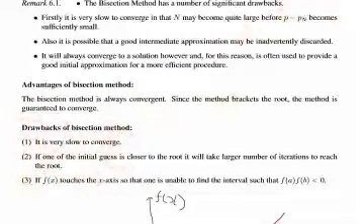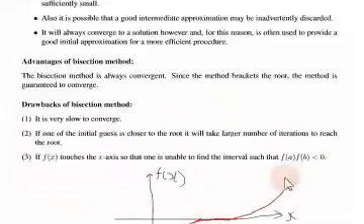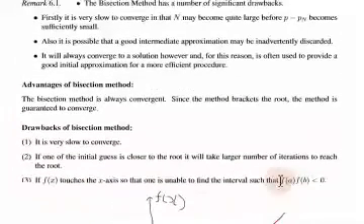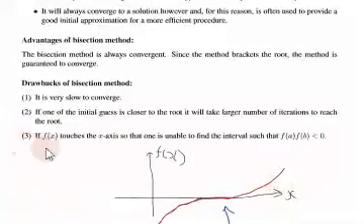And there's another drawback of the bisection method. You need 2 points to evaluate the root of a function. So you need 2 points, right?